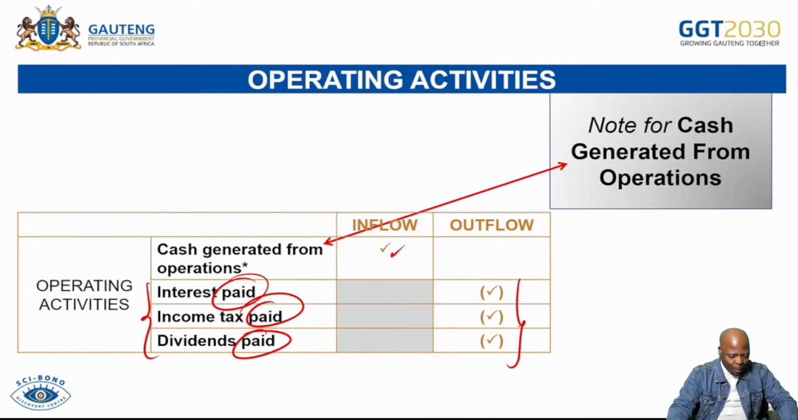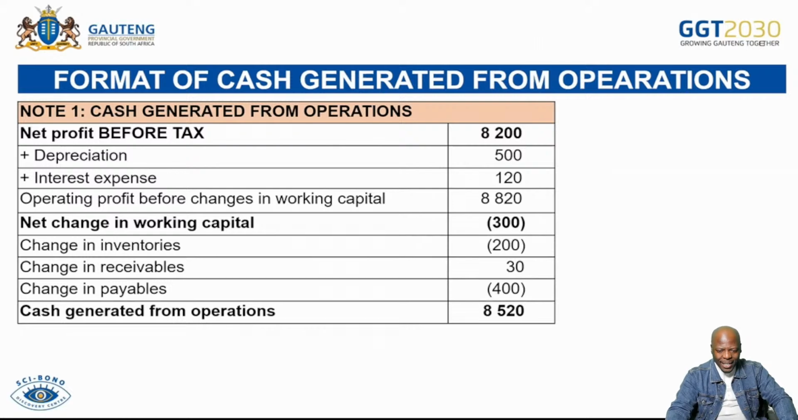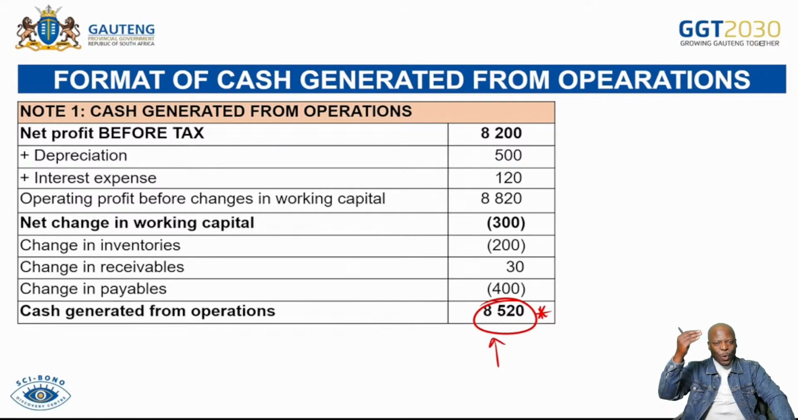Now, I want us to look at the format of the note that I spoke about. This is the format of the note that we're going to do first with one of the longest names, okay? This is for us to calculate the cash generated from operations. We seek to calculate this figure there. That is what we want to calculate. But for us to calculate that figure, we will start from the top. And you can see here, we have our net profit before tax.